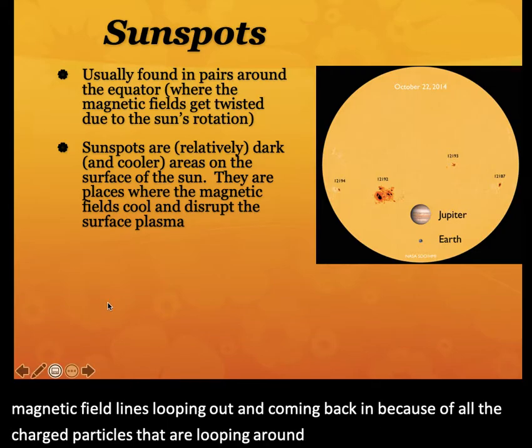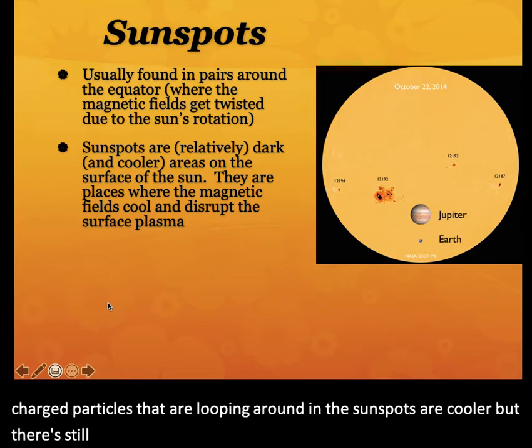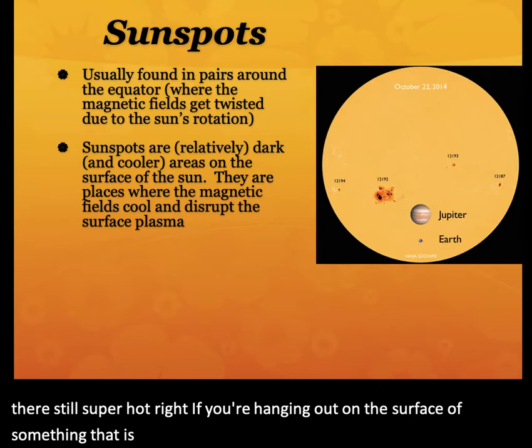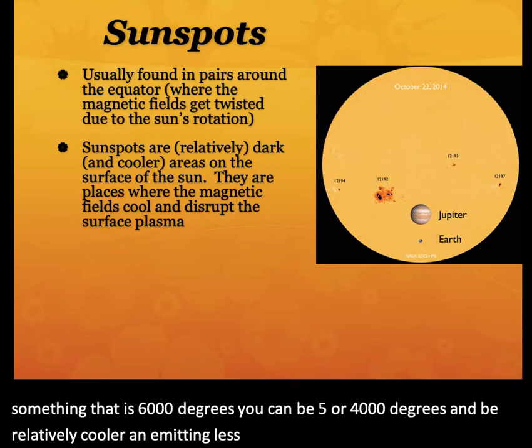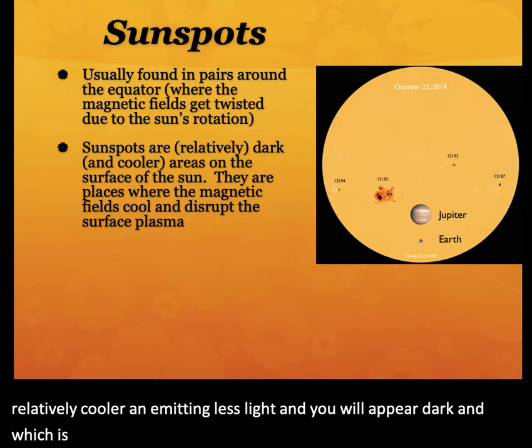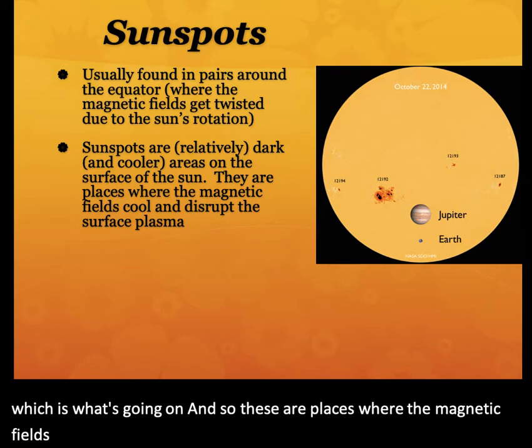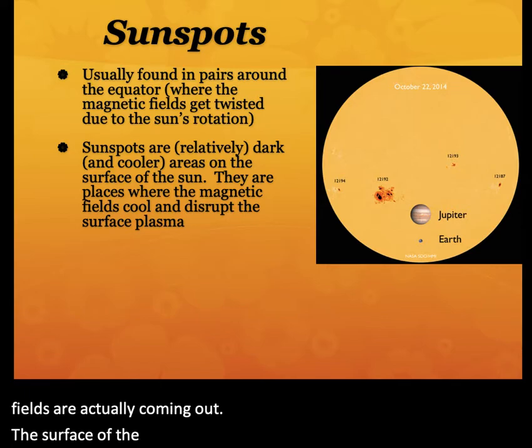The sunspots are cooler, but they're still super hot, right? If you're hanging out on the surface of something that is 6,000 degrees, you can be 4 or 5,000 degrees and be relatively cooler and emitting less light, and you will appear dark, which is what's going on. And so these are places where the magnetic fields are actually coming out of the surface of the sun instead of being contained within it.